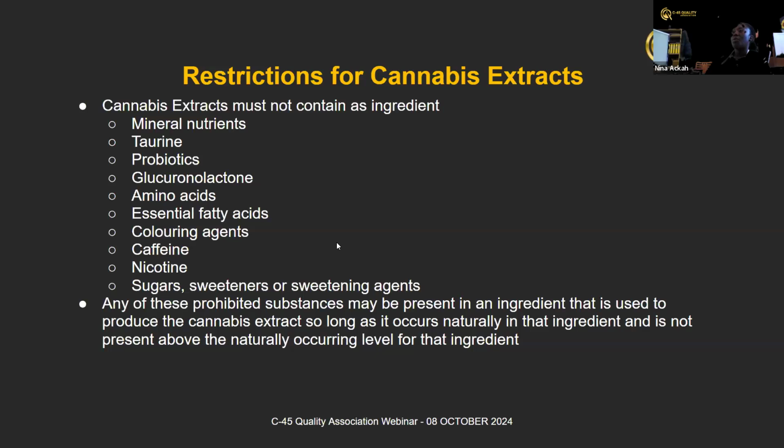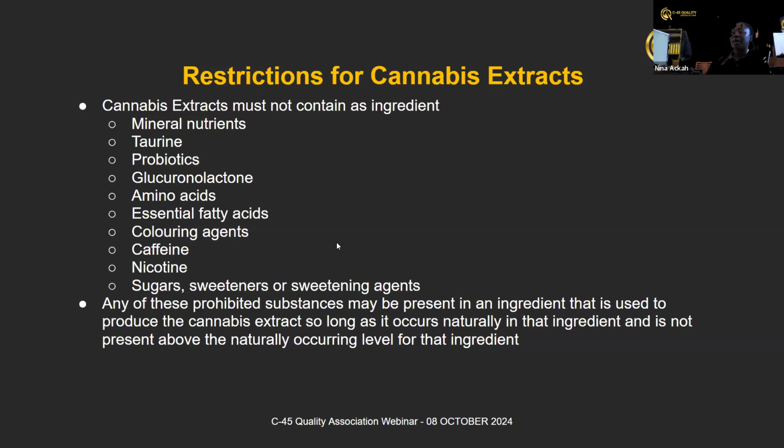Restrictions for cannabis extracts. We also have to make sure that cannabis extracts do not contain any ingredients that are mineral nutrients, taurine, probiotics, gluconolactone, amino acids, essential fatty acids, coloring agents, caffeine, nicotine, sugar, sweetness, or sweetening agents. Any of these prohibited substances may be present in an ingredient that is used to produce the cannabis extract, as long as these items occur naturally in the ingredient and are not present above the naturally occurring level for that ingredient. So, for example, if you are using coffee beans, we know coffee beans naturally contain caffeine.